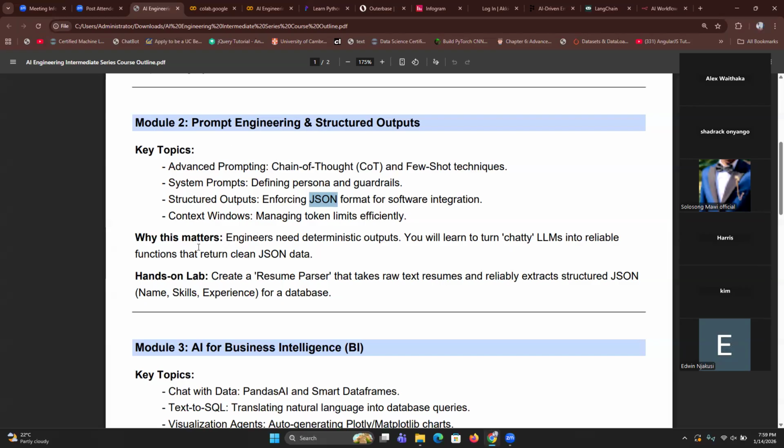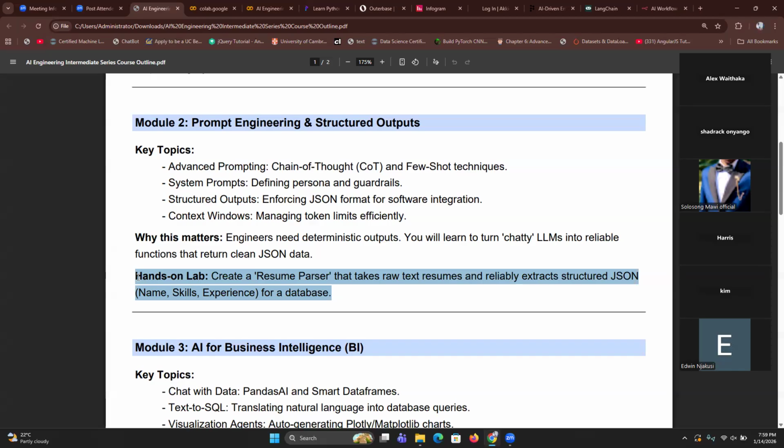It matters because as AI engineers, we need outputs that are deterministic. Therefore, with prompt engineering, we are going to transform this large language model from a chat application into reliable products that can actually return clean JSON data that can be used by other systems. I'm trying to avoid this hands-on lab because there will be so many of them. This is just a sample, but we're going to do a lot of them.